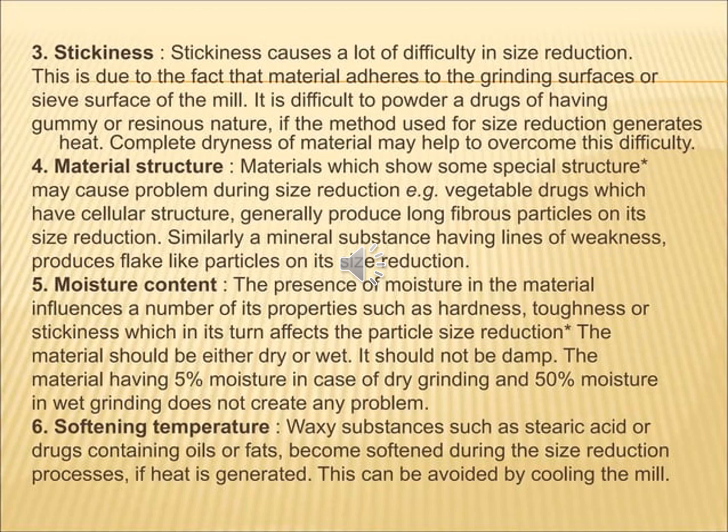Then fourth one, material structure. Materials which show some special structure may cause problems during size reduction. Example, vegetable drugs which have cellular structure generally produce long fibrous particles on size reduction. Similarly, mineral substances having lines of weakness produce flake-like particles on size reduction.